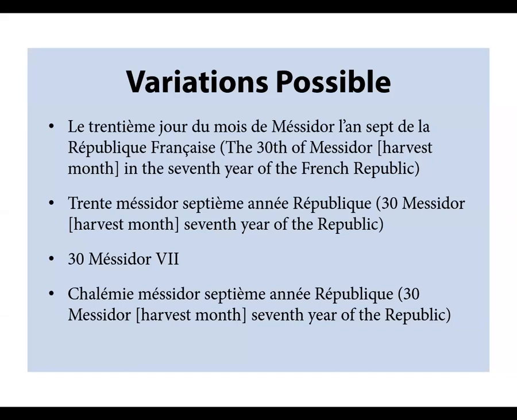And then the final bottom one that you see here, Chalemier, is the actual day name for the 30th of Messidor in 7e année. So all of these are possible variations you might come across in French records of the French Republic era. It was discontinued ultimately in 1805 because it was very, very difficult to work with the other countries who all were working with the Gregorian calendar.